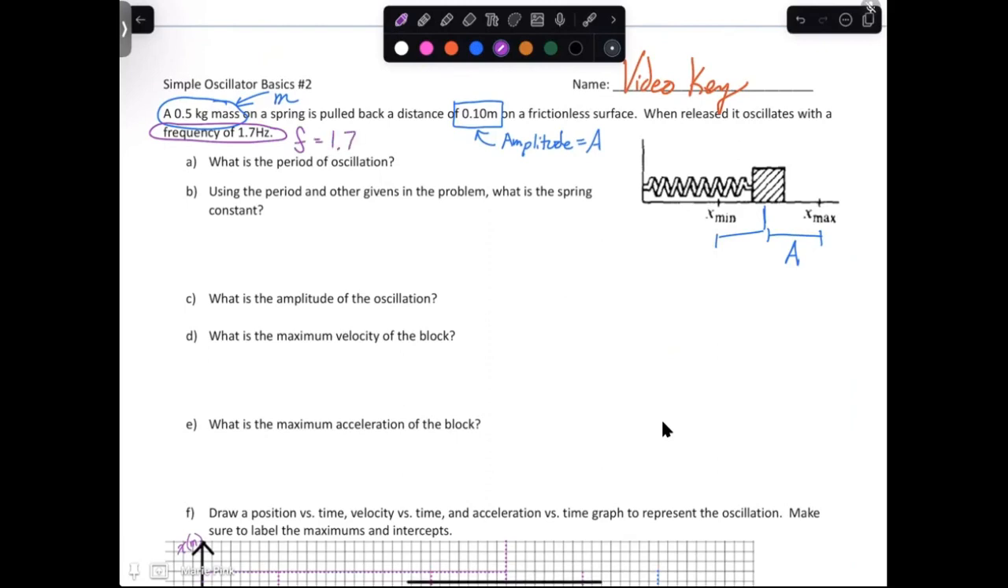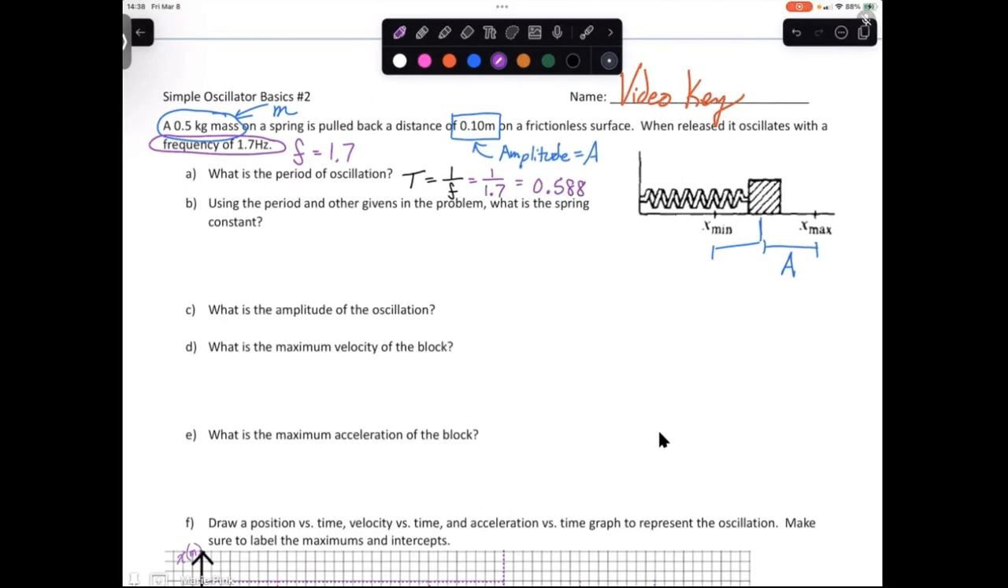And it says, what is the period of oscillation? Well, I know that period is equal to 1 over my frequency, which means that that would be 1 over the 1.7 frequency that I have. So that means the period of my oscillation is 0.588 seconds. And so that'll be to go from your maximum all the way to your minimum and back again. So the amount of time that takes is your period.